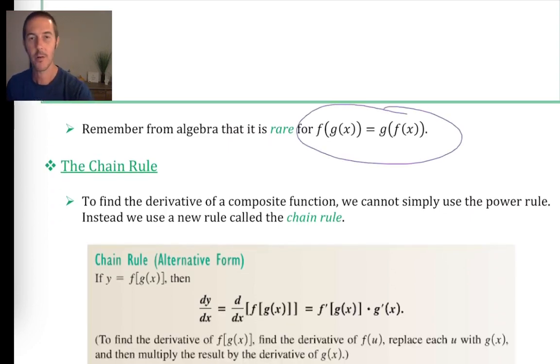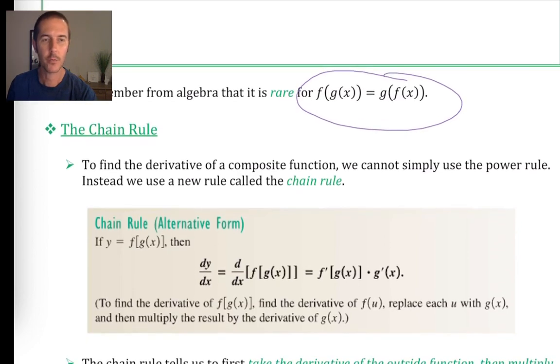These two things are not automatically interchangeable, f of g of x and g of f of x. In fact, this is only the case when f and g are inverse functions, like squaring and square rooting. And now we really get to the crux of the matter, which is the chain rule, the primary subtopic and really overarching topic of this section.